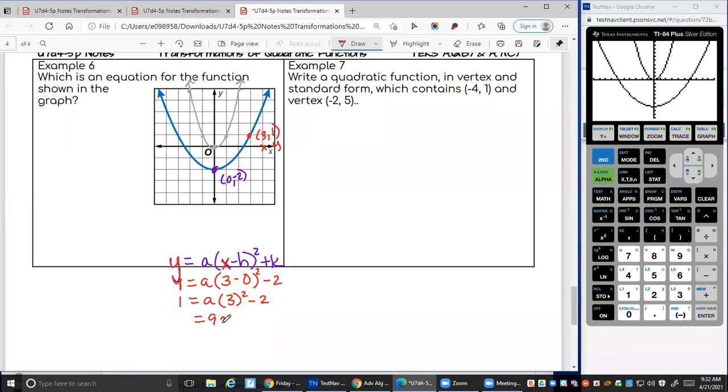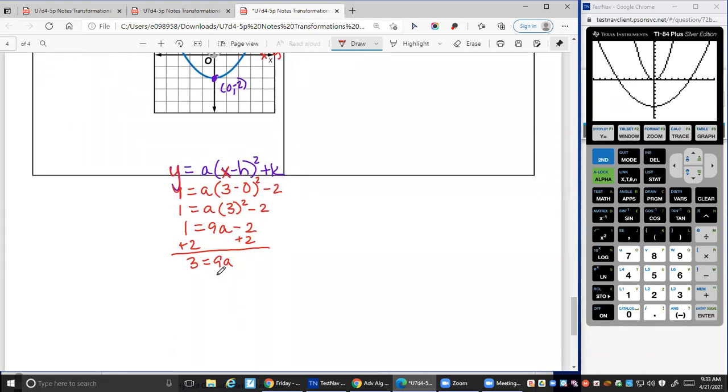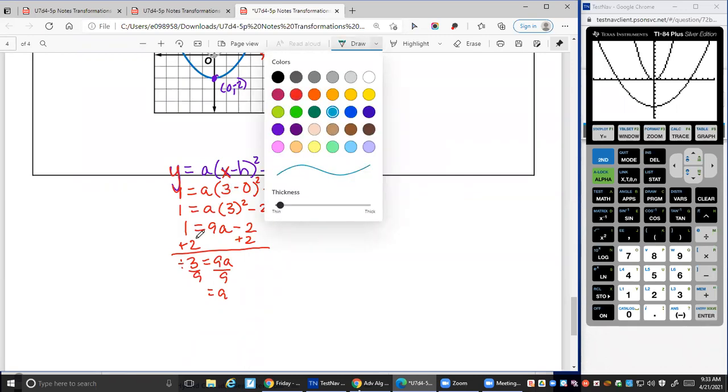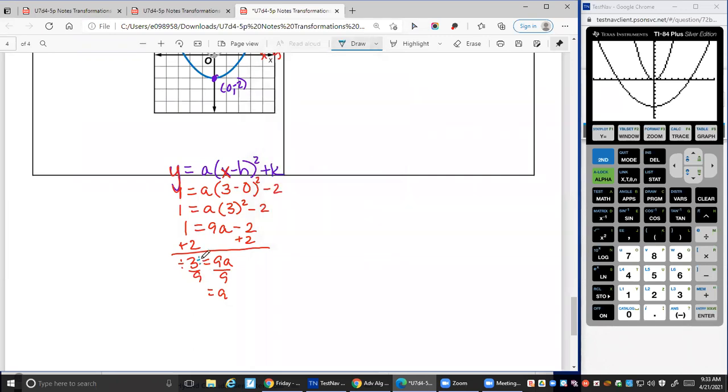And is it okay if I write it in front of the a? Yes. I'm going to add to my additive inverse. I get 3 equals 9 over a. And then finally, to get a all by itself, I just have to divide by 9. And if I reduce this down, a will equal, actually it works better the other way. If I divide both the numerator and the denominator by 3, I get, what is my fraction?